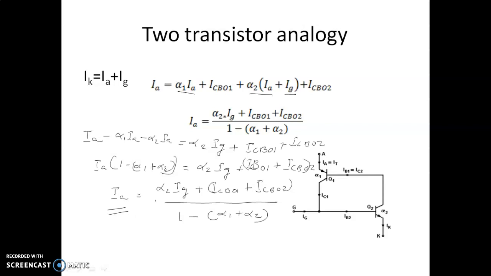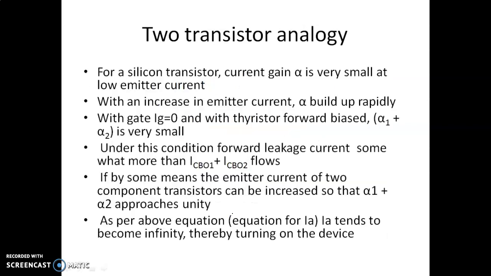So, by analyzing this equation, we can explain the principle of operation of a thyristor. So alpha 2 is the current gain of the second transistor, Ig is the gate current, ICB01 and ICB02 are the leakage currents of the two transistors. Alpha 1 and alpha 2 are the common base current gains. So you can learn this equation and explain the principle of SCR, silicon controlled rectifier.